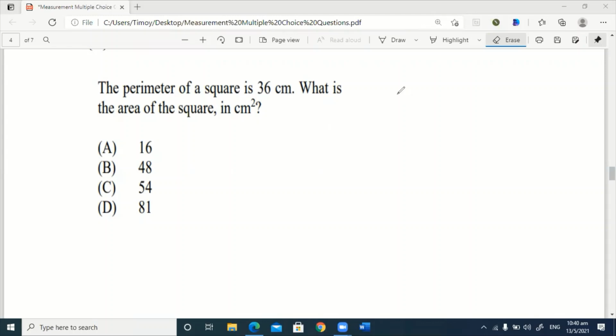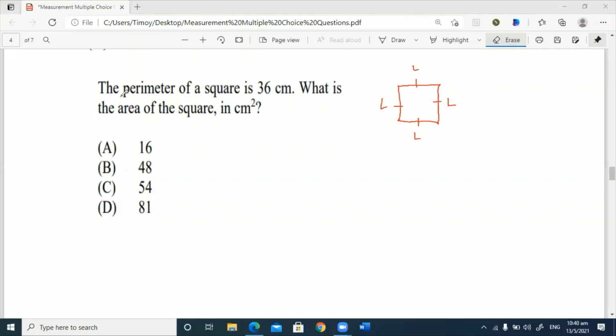We know that if we have a square, right? Let's make a quick representation. We know that if we have a square, all the lengths are equal. So for example, let's use a letter. Let's call the length L. So if this is L, this is L, this side is L, this side is L.